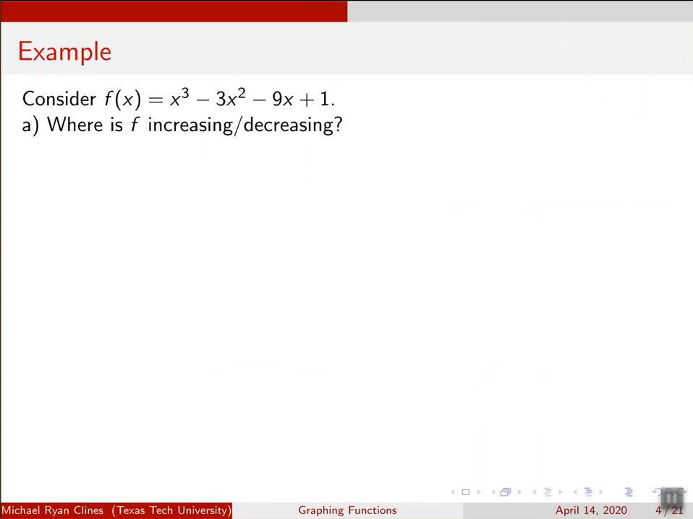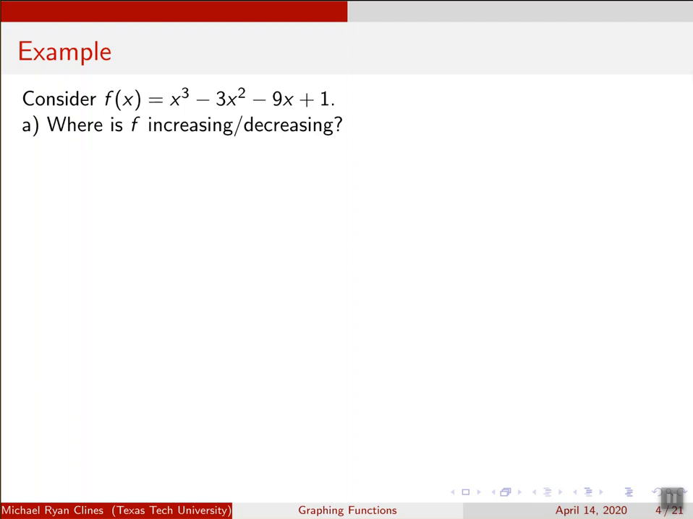Consider the function f of x is equal to x cubed minus 3x squared minus 9x plus 1. First step, where is f increasing and where is it decreasing? So the strategy we're going to use here is pretty basic. It's the thing we're going to use every time. We're going to figure out where the critical points are, and we're going to use that to determine where this function is increasing and decreasing.